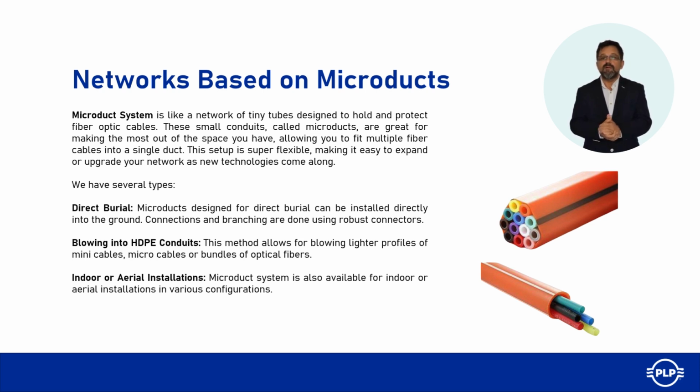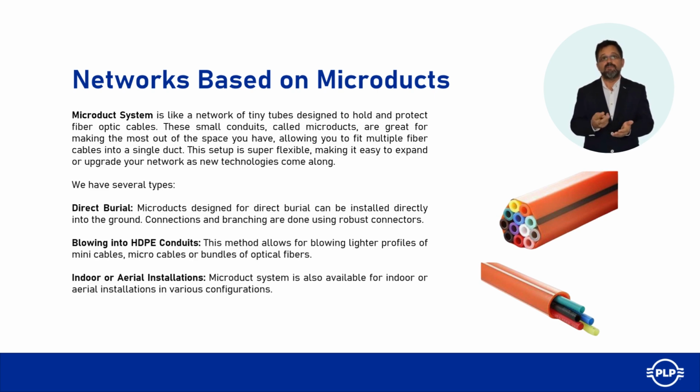These small conduits help maximize available space by allowing multiple fibers to be installed within a single larger duct. The system is highly adaptable, making future network expansions or upgrades much easier, especially as technology evolves and bandwidth demands increase. Plus, it's cost-effective because you can use existing infrastructure and avoid the hassle of installing new ducts. And don't forget, these microducts provide excellent protection for your fiber cables, keeping them safe from environmental factors and physical damage. So it's a win-win for efficient and scalable network installations.